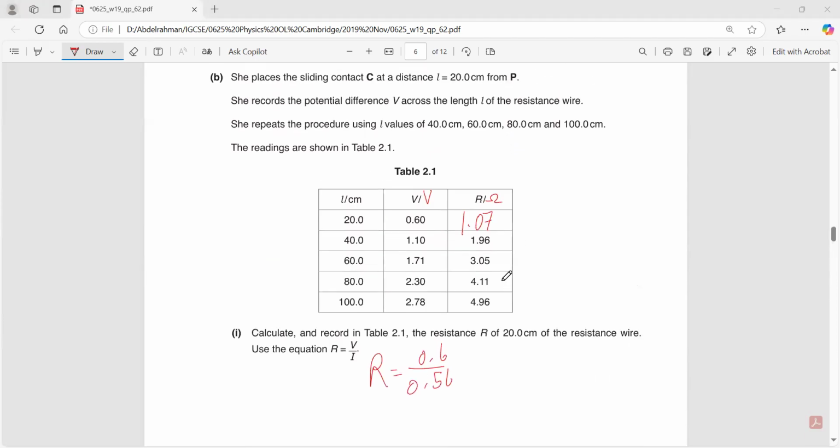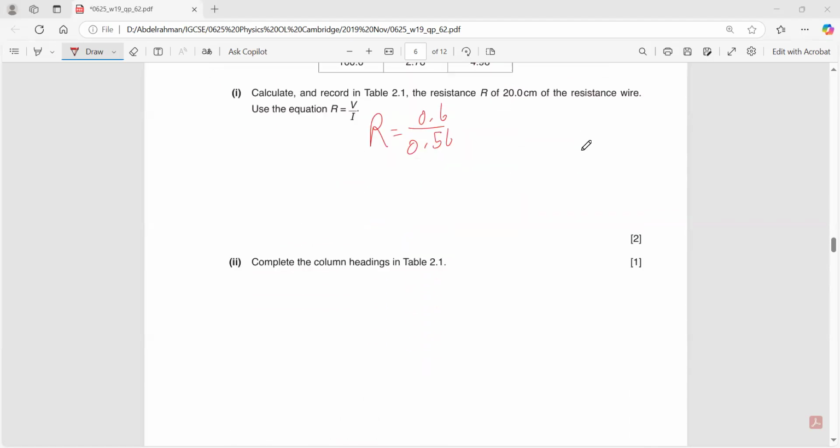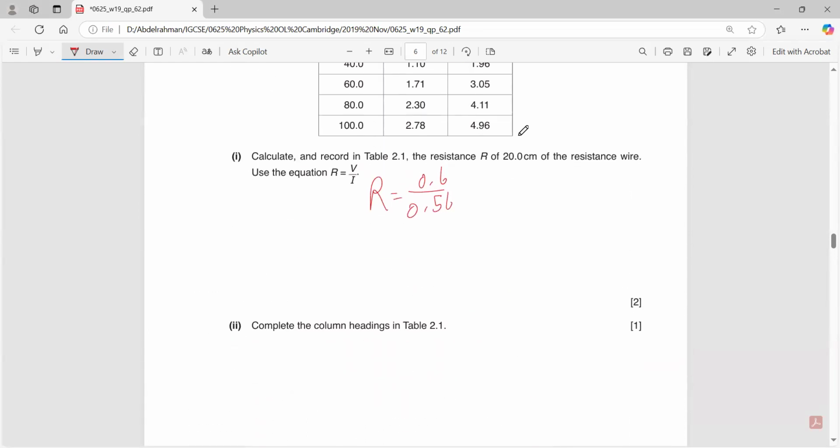We need to include some of the values. So how can you include some of the values? You can say when the length was 20, the resistance was 1.07 ohms. When the length was 100 centimeters, the resistance was 4.96 ohms. Let's make sure these are the correct numbers. Yes.